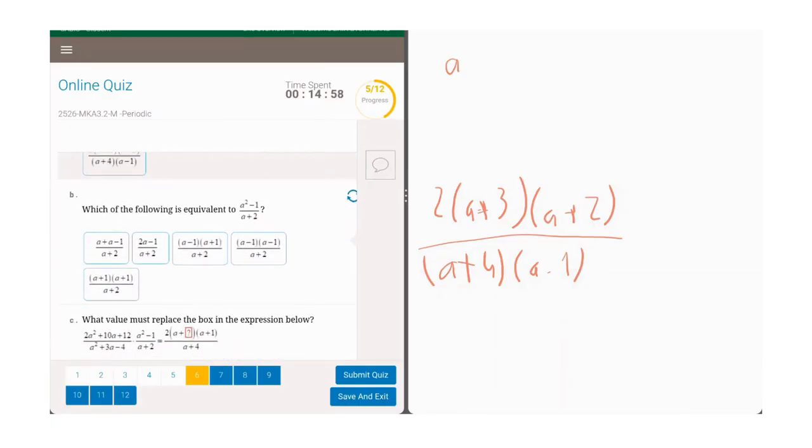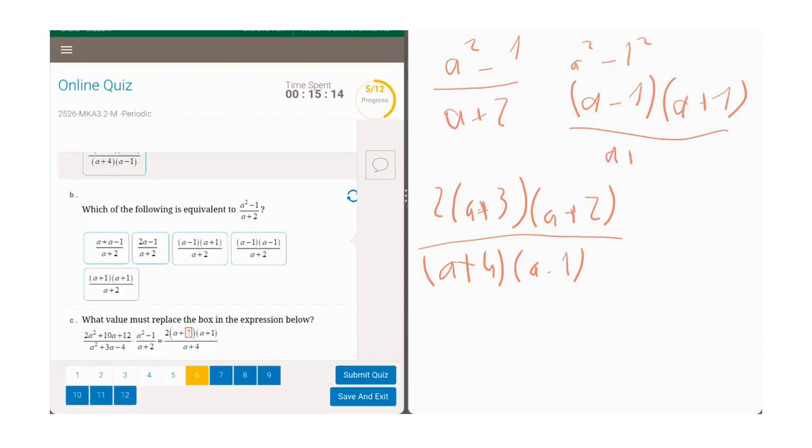So now we factor a squared minus 1 over a plus 2. Here we can only factor the numerator, it's a difference of two squares, a squared minus 1 squared. So we can write it as a minus 1 into a plus 1 over a plus 2. So now I have to multiply these two together.